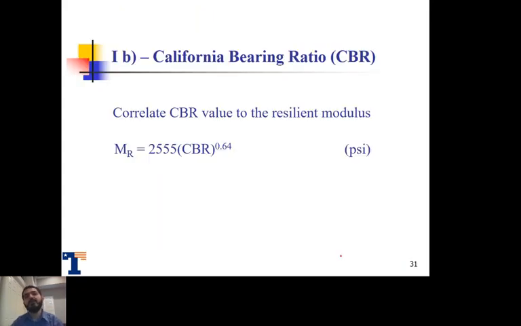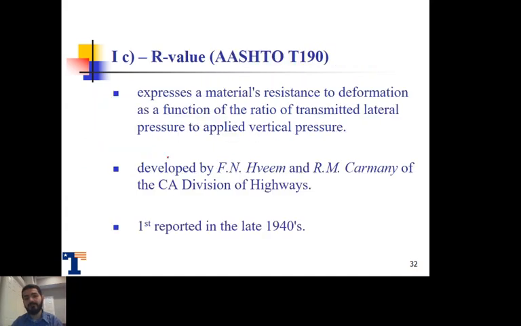The question is, how can we convert the CBR value to resilient modulus? Because any of the pavement engineering software that we use for pavement design requires an MR value, it doesn't require a CBR value. So this is the equation that we typically use to convert the CBR to a resilient modulus: CBR to the power 0.64 times 2555 to get us the resilient modulus in psi.